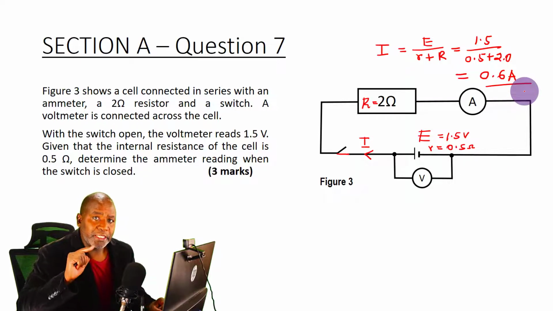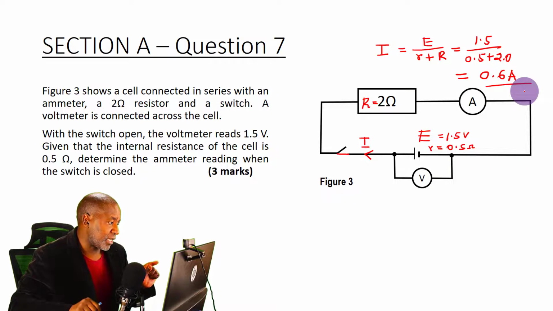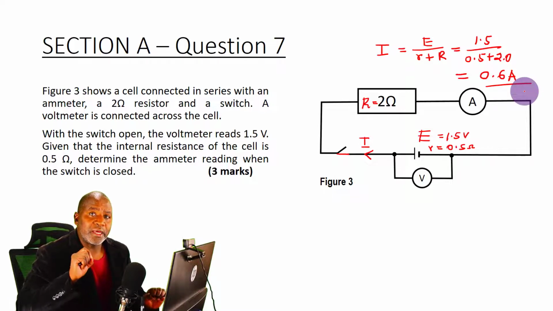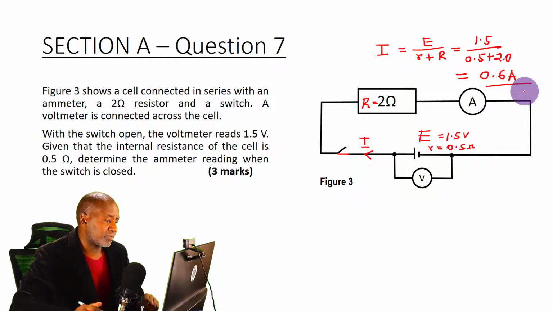Do you realize when they are measuring the EMF of the cell? Do you know how the EMF of the cell is defined? They have described it here. When the switch is open, the voltmeter reads 1.5 volts. So the EMF of a cell is the reading of the voltmeter which is connected across the cell when the circuit is open. And the terminal potential is the reading of the voltmeter when the switch is closed. That is all to this particular question.